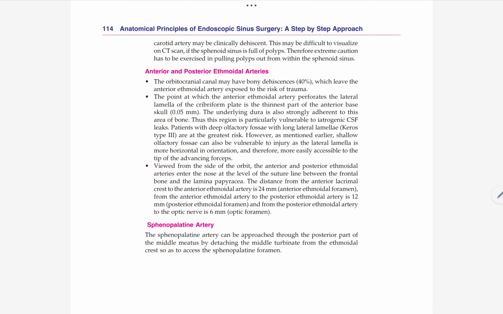The distance from the anterior lacrimal crest to the anterior ethmoidal artery is 24 mm. Anterior ethmoidal foramen. From the anterior ethmoidal artery to the posterior ethmoidal artery is 12 mm. Posterior ethmoidal foramen. And from the posterior ethmoidal artery to the optic nerve is 6 mm, optic foramen. Sphenopalatine artery. The sphenopalatine artery can be approached through the posterior part of the middle meatus by detaching the middle turbinate from the ethmoidal crest so as to access the sphenopalatine foramen.